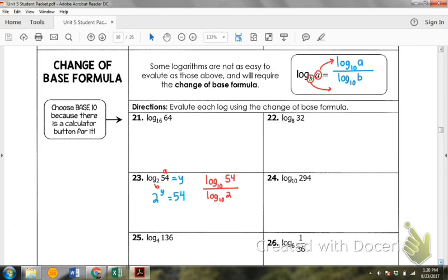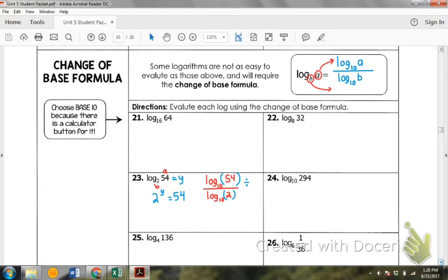Now, when you're using your calculator, you have to be really careful. All right, so go ahead and type in log in your calculator, and as soon as you hit log, a parenthesis comes up, right? You guys see that? And then you'll type in 54, and then you must close your parentheses after 54. Okay? So log 54 in parentheses, then you're going to hit the divide sign, log again, and then log 2, and close your parenthesis on the 2. And then push enter.